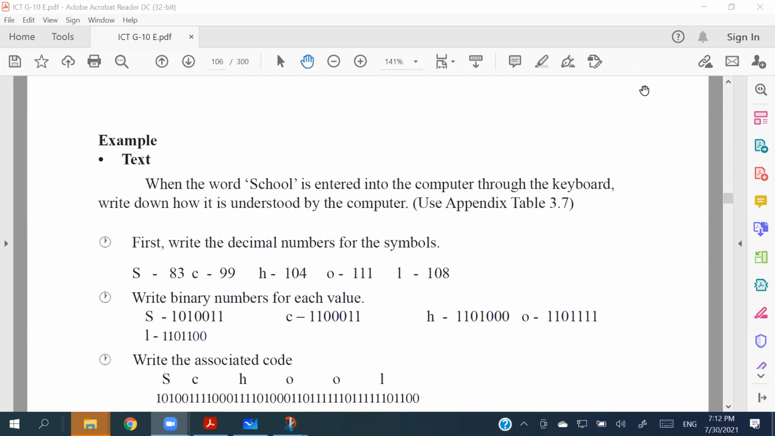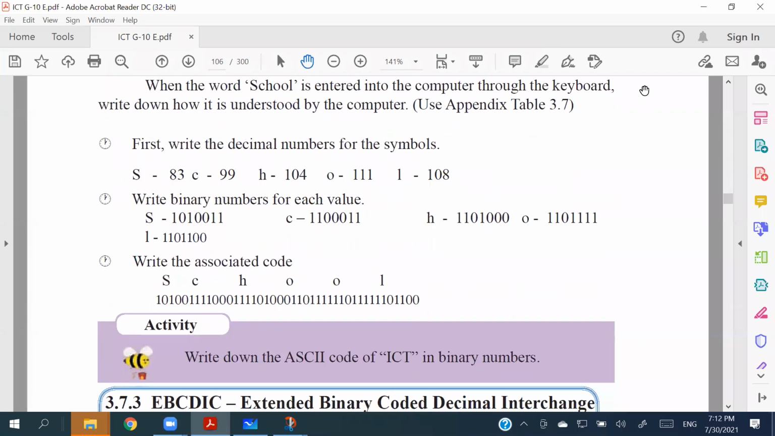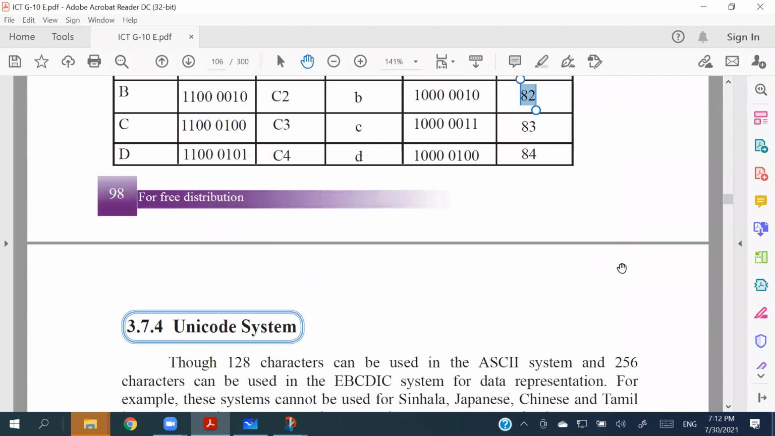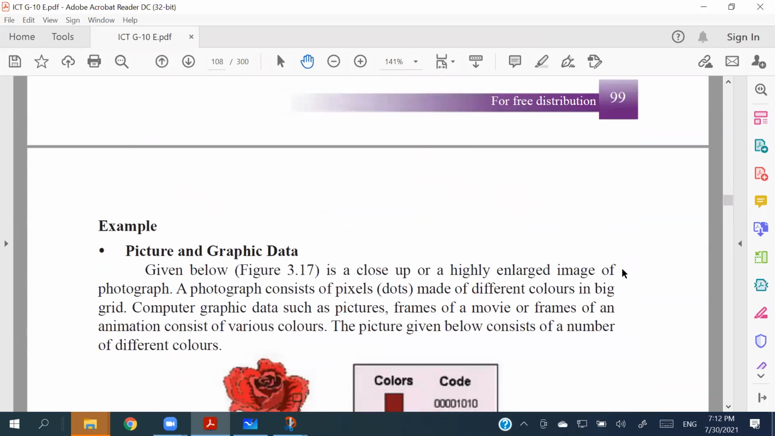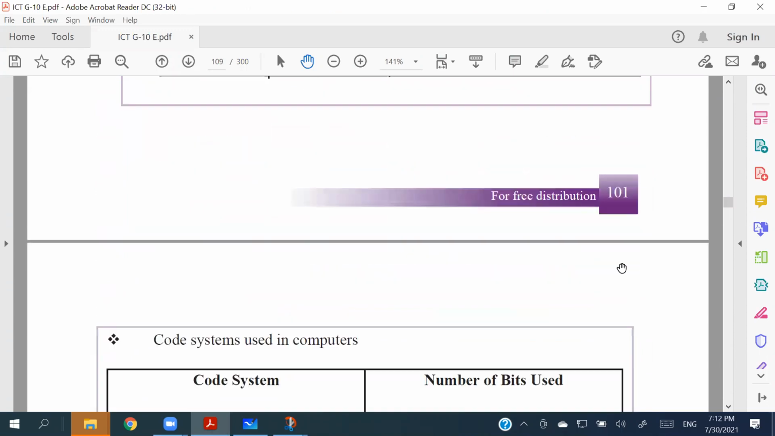Yeah, Dihan, once we do these things, this lesson is over. This lesson is going to end. So we have another 2 topics to go, EBCDIC and the Unicode, then it is done.